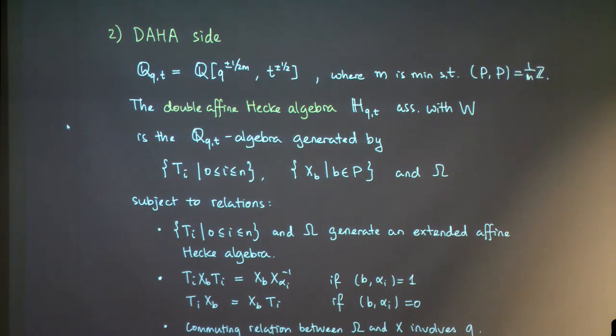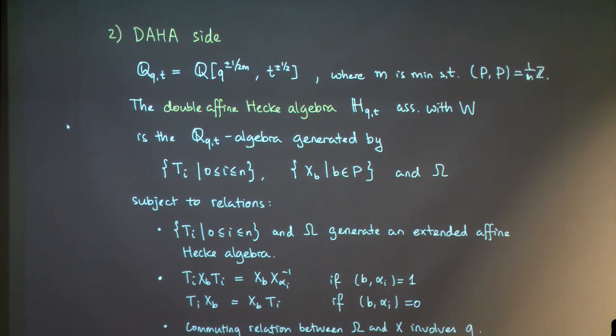I have some here, but you don't need to care about its definition. I just want to give it here to give you some feeling about it. But so you have a parameter space. There are two parameters, Q and T, and you need to be able to take 1 over m roots for this Q. So this m is the minimal integer such that when you do the pairing between weights, it's 1 over m times Z.